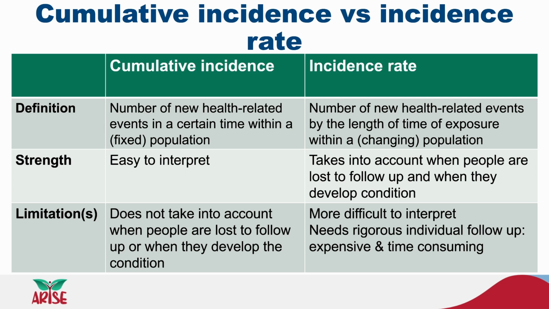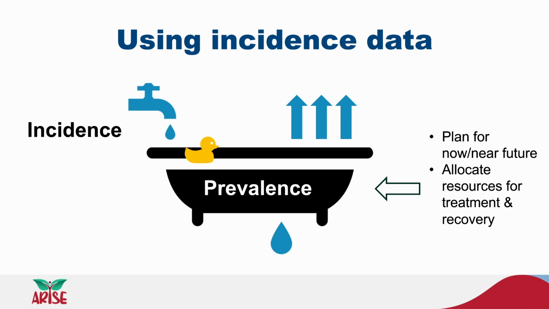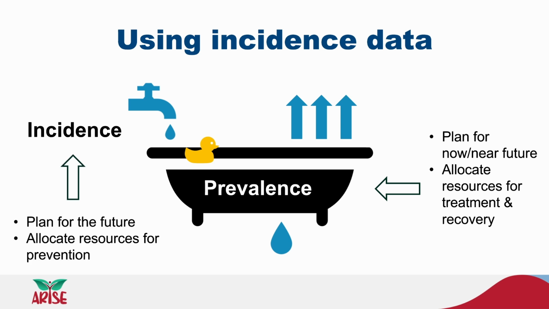Let's think about how we can use incidence data. So if we have prevalence data, we can allocate resources now to care for people living with a mental health condition. But what about planning ahead? We know that many mental health conditions become chronic conditions. So if we have an increased incidence, we can predict an increased prevalence in the future. We can use this information to plan services for the future. But given that we are seeing an increased incidence, we would also think about spending more money on prevention to avoid new cases, while still allocating resources to treat the existing cases.